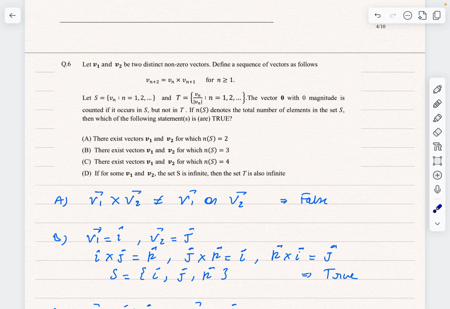Now, there exist two vectors v1, v2 for which n of S is equal to 3. This is very easy. You can take an orthogonal triad like i, j, k. So if I take v1 as i and v2 as j, when you cross i and j, we get k. Then you cross j and k, we get i. Then you cross k and i, we get j. So every time you get i or j or k, so in S we'll have only three elements, which is true then.